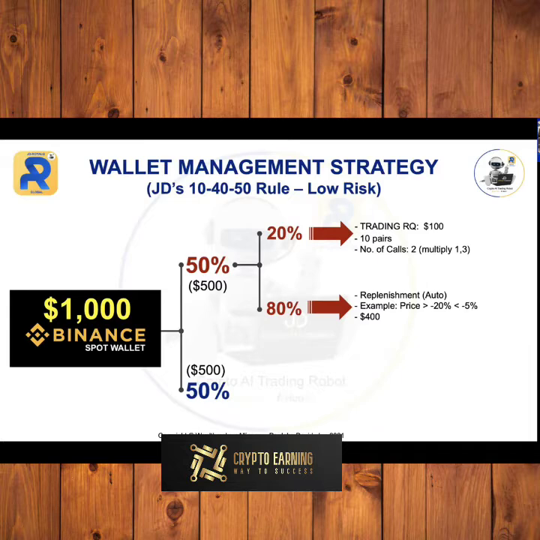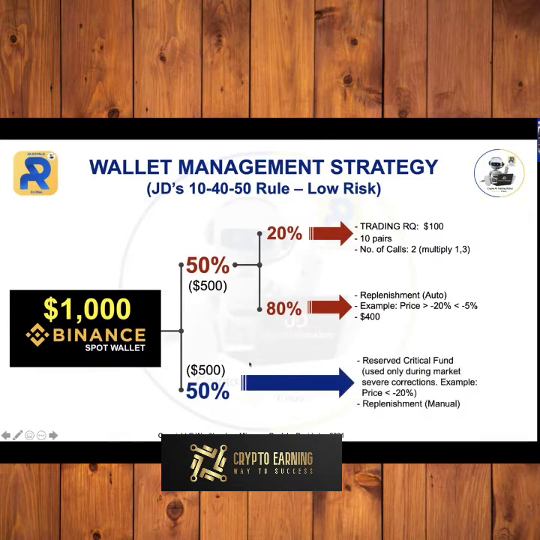Now, when the robot is doing the job, for example, and that $400 is consumed, so your 50%, which is $500, is totally consumed. And let's say the market further goes down below 20%, what can you do? Now, you have another 50%, $500, in reserve. This is your critical fund. So you're going to use this critical reserve fund to do manual replenishment. Manual replenishment is like you going into the battlefield, ambushing the enemy, and walking out victoriously. Can you see that?